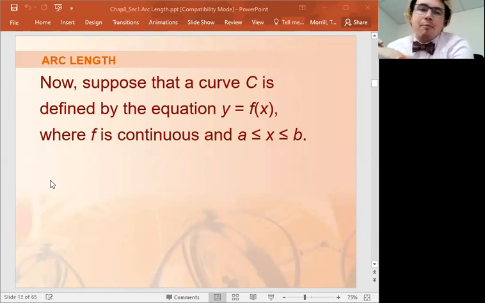Well, I am going to say that my function is f of x, and that the curve that I want is the graph of f of x. So y equals f of x is the most standard way we've been seeing functions. x is the independent variable and y is the dependent variable. Let's go ahead and say that f is a continuous function from a up to b.